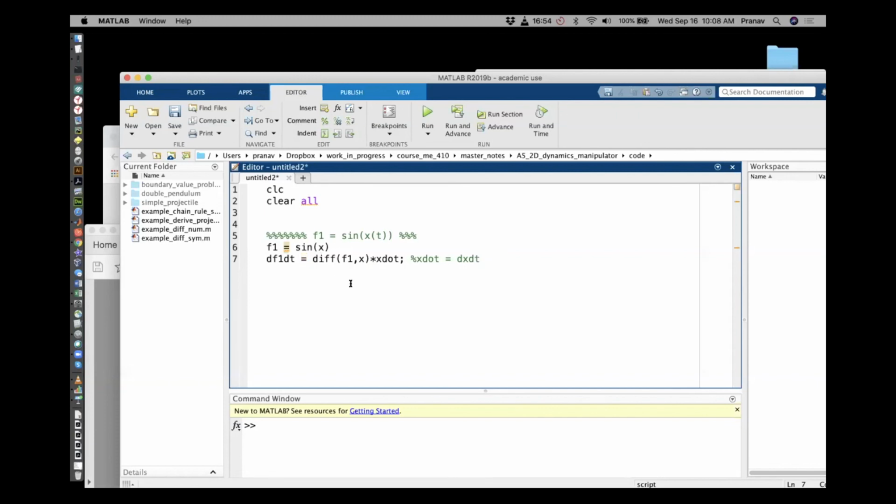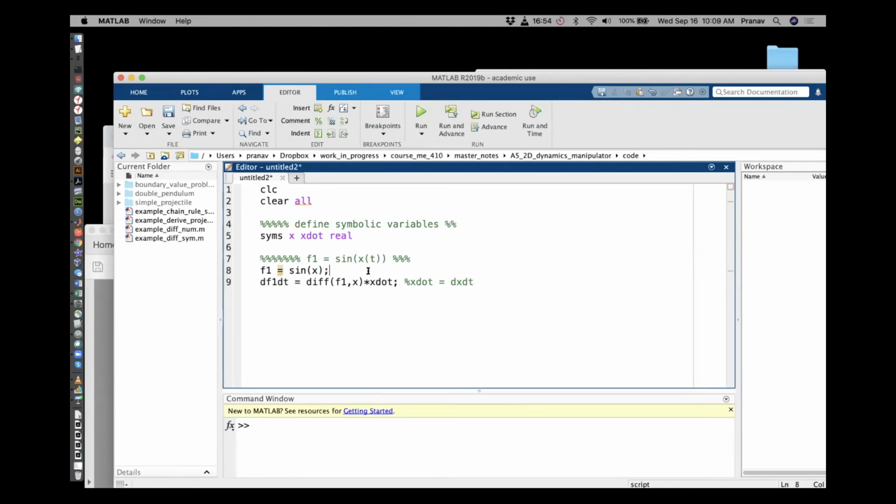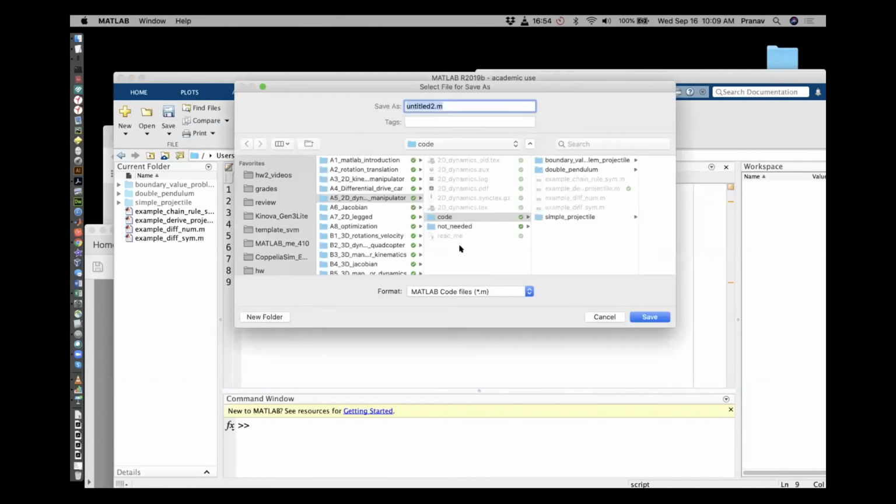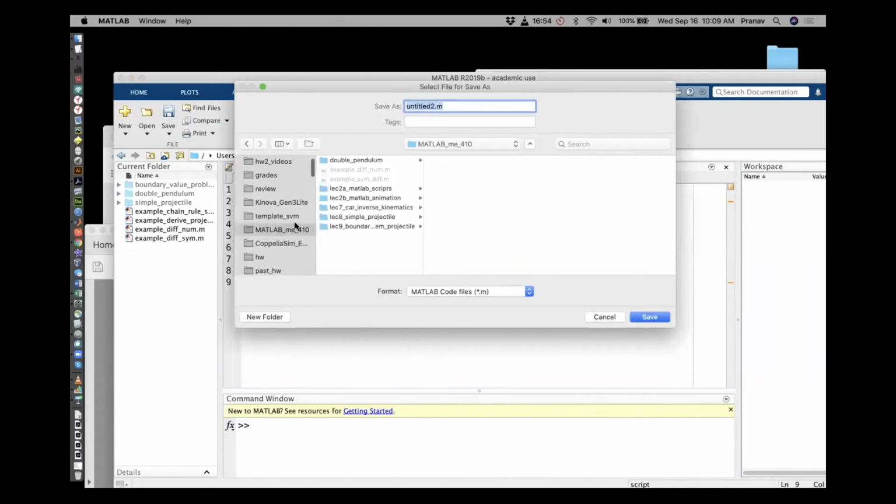If I run this, it's going to be an error because I've not defined x and x dot. So I need to first define symbolic variables. So syms x x dot, and I put real because I don't want them to be represented as complex numbers. If I run this, we uncomment this. We save this as example chain.